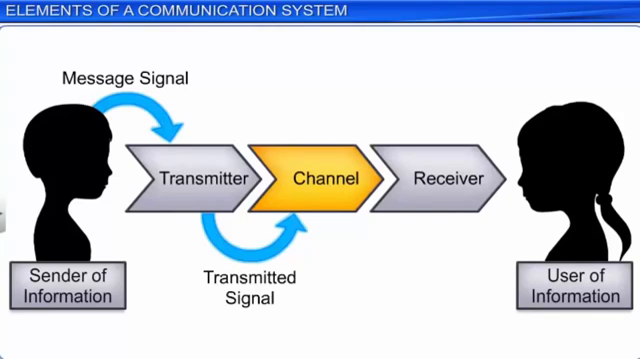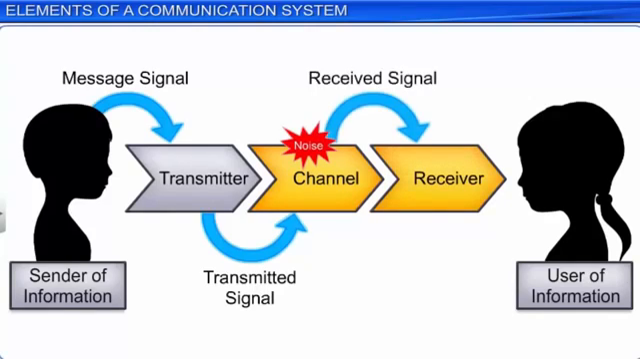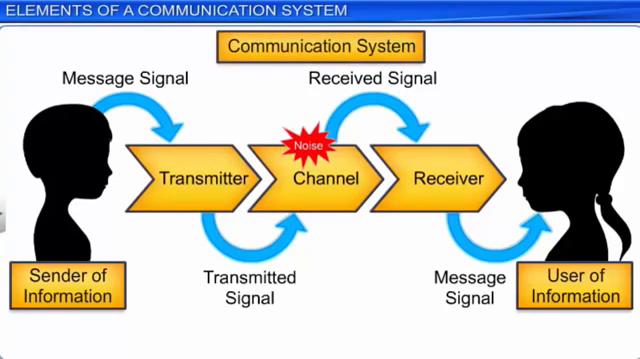The transmitted signal suffers from distortion or noise as it moves through the channel and reaches the receiver as the received signal. The receiver filters out the noise from the received signal and regenerates the original message signal as voice or text before passing it on to the user of information. From receiving a message signal from a sender of information to delivery of the message signal to the user of information, all aspects of communication are taken care of by the communication system.